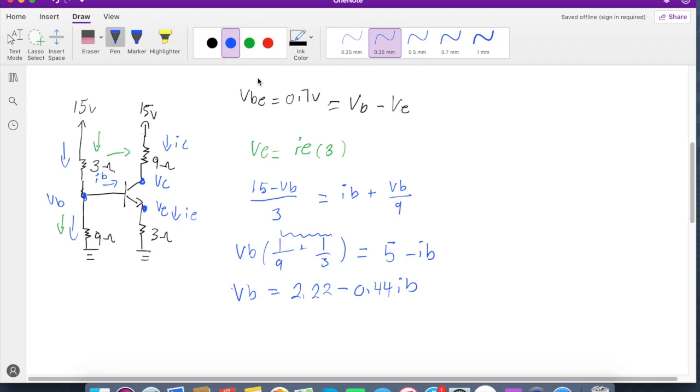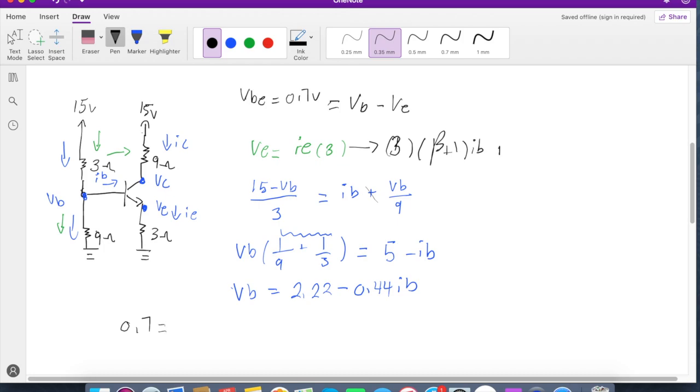Now, as you can see, we have VE and VB. VE is a function of IE, so we can simply change that. Remember, you can write any current in terms of IC, IB, or IE. So we could simply write this as 3 multiplied by (beta plus 1) IB, because remember, IE equals (beta plus 1) IB. So now that we have this, we have one equation with only one variable, IB. We'll name this 1, we'll name this 2. We'll plug 1 and 2 back into our original equation.